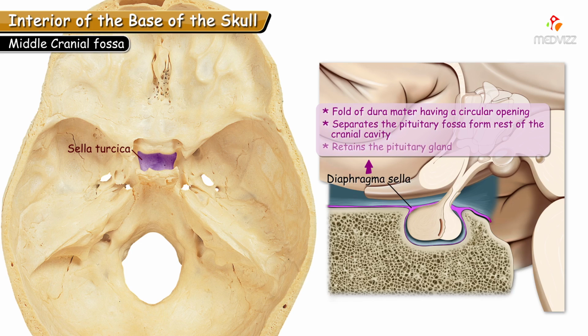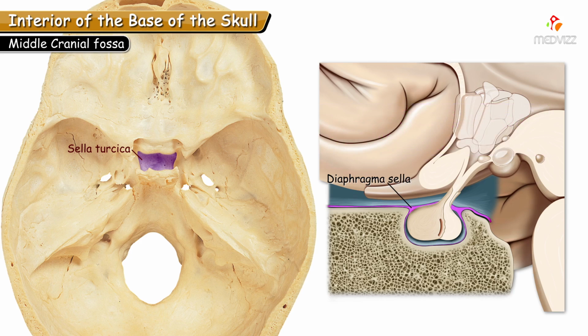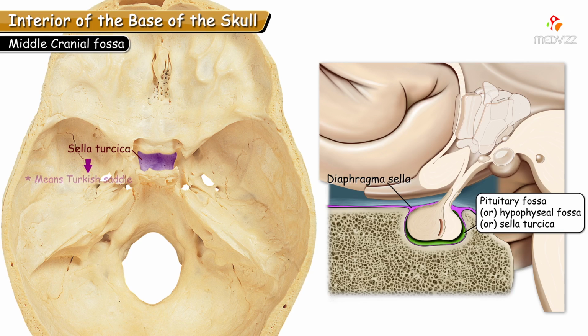And this structure retains pituitary gland underneath it. So the structure roofs the pituitary fossa or hypophyseal fossa. Pituitary fossa is otherwise known as sella turcica. Sella turcica means Turkish saddle. So deep to the body of the sphenoid, the air sinuses are sphenoidal air sinuses which are present below the floor of hypophyseal fossa.